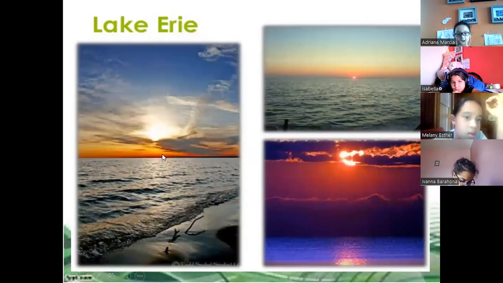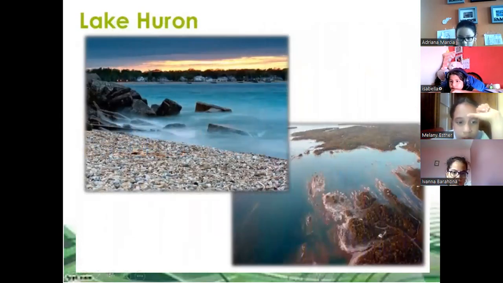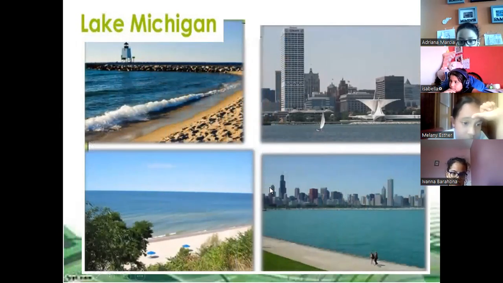This is a picture from Lake Erie. Looks like an ocean, isn't it? What do you think? Doesn't look like a lake, right? Lake Huron. Lake Michigan. Look at this one. Who's going to think this is a lake? No one. It's an ocean. Looks like an ocean, exactly.